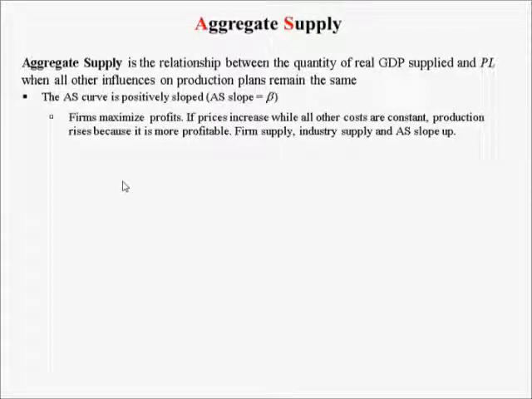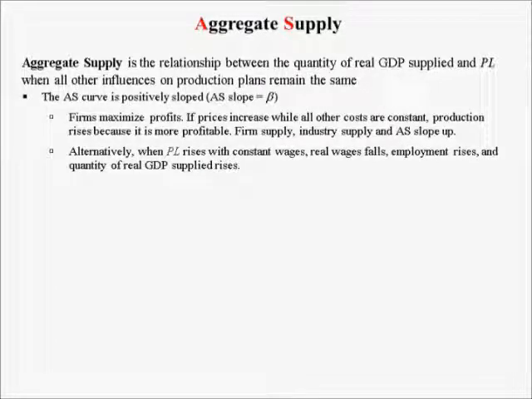Firms maximize profits if prices increase while all other costs are constant. Production rises because it is more profitable. Firm supply, industry supply curve, industry supply and aggregate supply all slope up. Alternatively, when the price level rises with constant wages, real wages fall, employment rises, and the quantity of real GDP supplied rises.